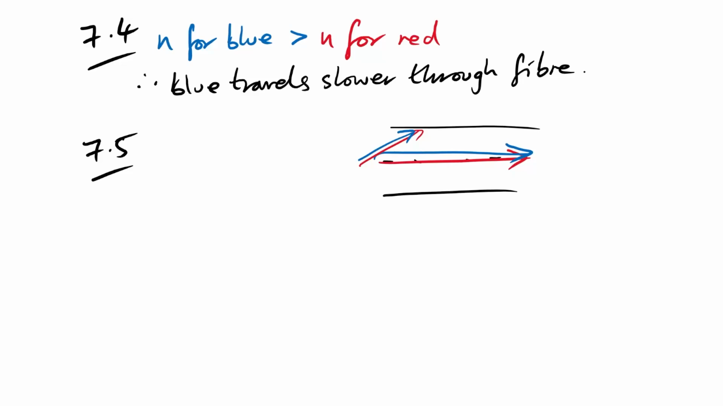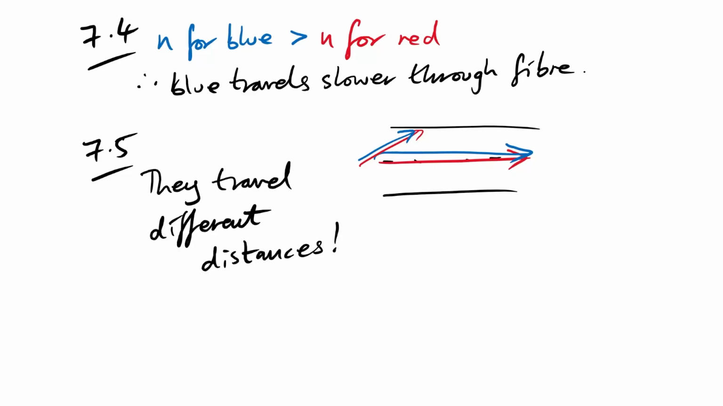So obviously red is going to arrive sooner than blue, but that time difference between them is going to be different. It's going to be because of this chromatic dispersion, we might say. Basically, they travel different distances. We don't know whether the blue light's going to travel further than the red light or vice versa.